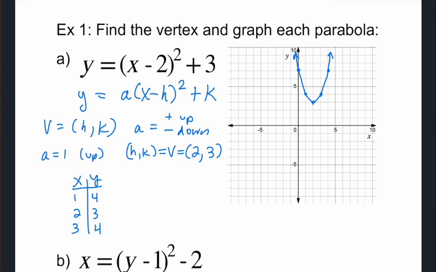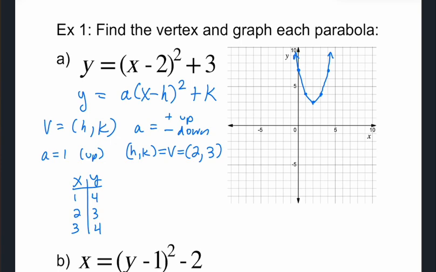Remember, it does have an axis of symmetry through the vertex. You should have expected that it is a parabola opening up. If there was a negative right there, that would have just flipped it, but everything else would have stayed the same, the vertex, except these points would have gone down instead of up. Any questions about example 1A?